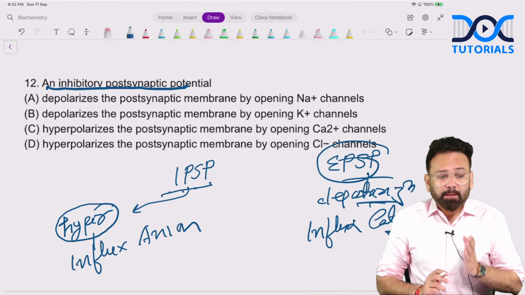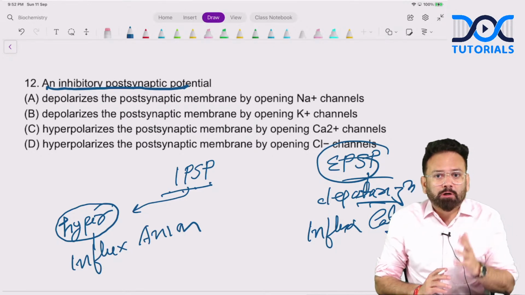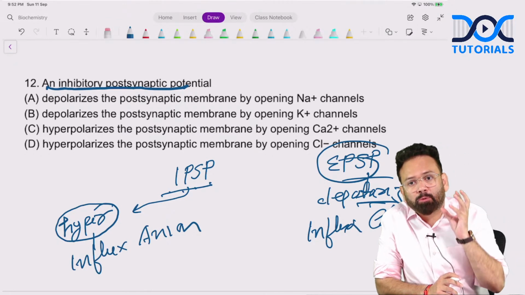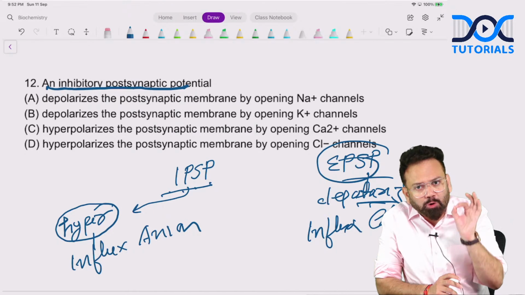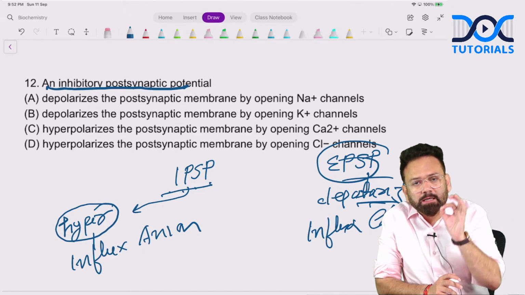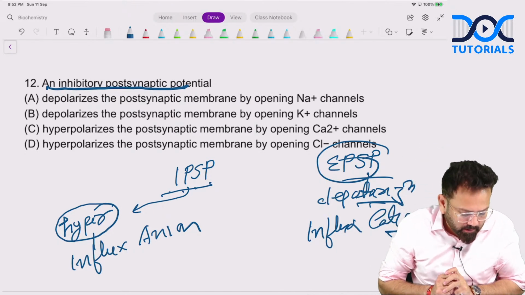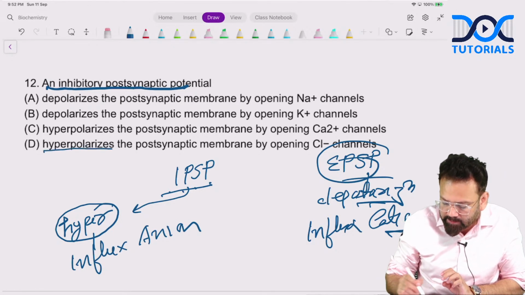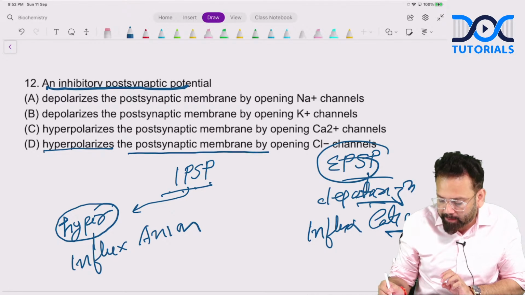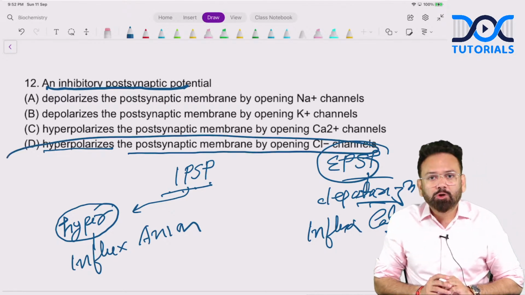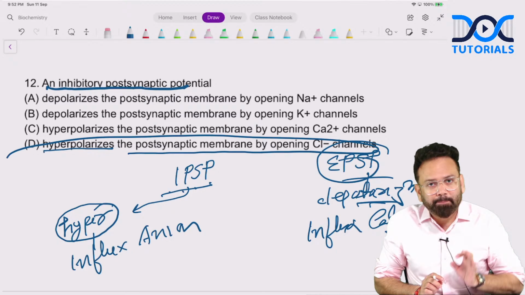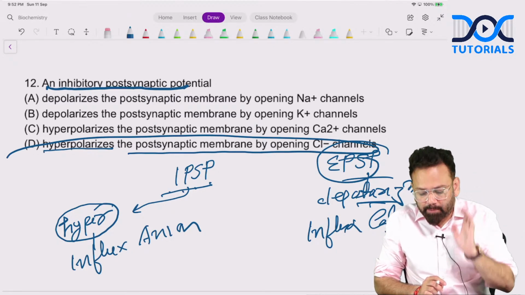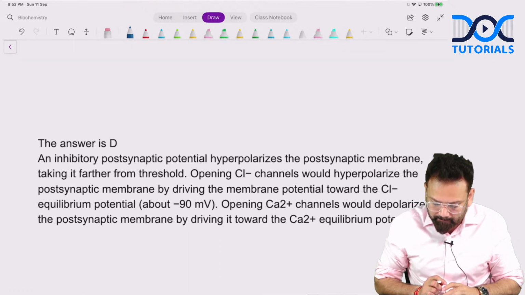In MBBS first year, this question is asked as a short note: IPSP and EPSP. Both are local potentials. Inhibitory post-synaptic potential causes hyperpolarization. Yes, what is the answer? Okay, very good. The answer is D: hyperpolarizes the post-synaptic potential by opening chloride channels. So the answer is D. EPSP causes depolarization. IPSP causes hyperpolarization. Okay.